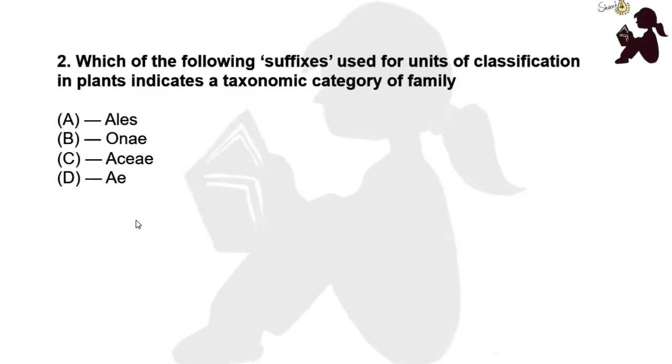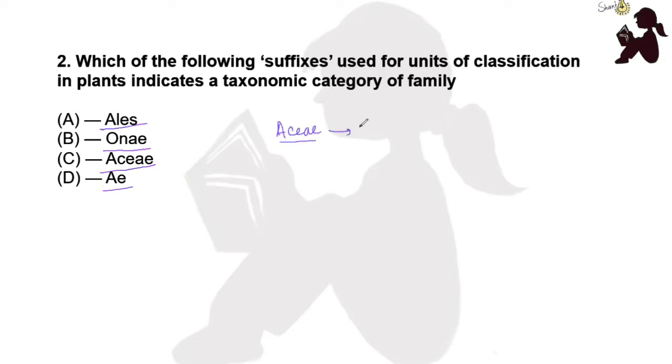The next question is, which of the following suffixes used for units of classification in plants indicates a taxonomic category of family? The options are option A, ales; option B, onae; option C, aceae; and option D, ae.